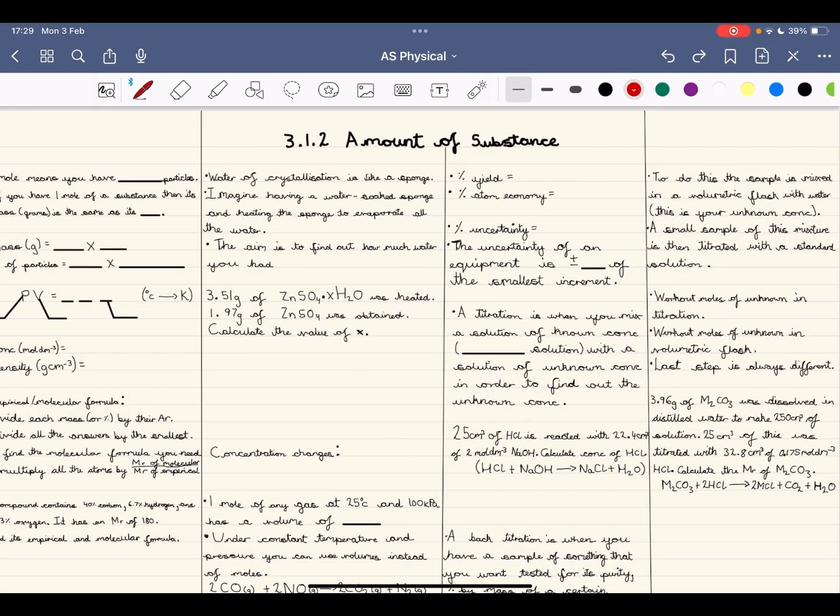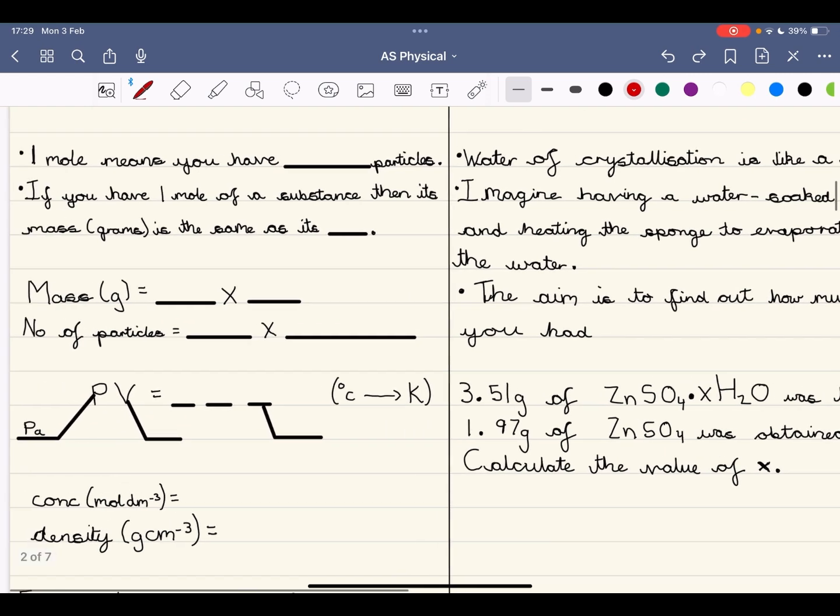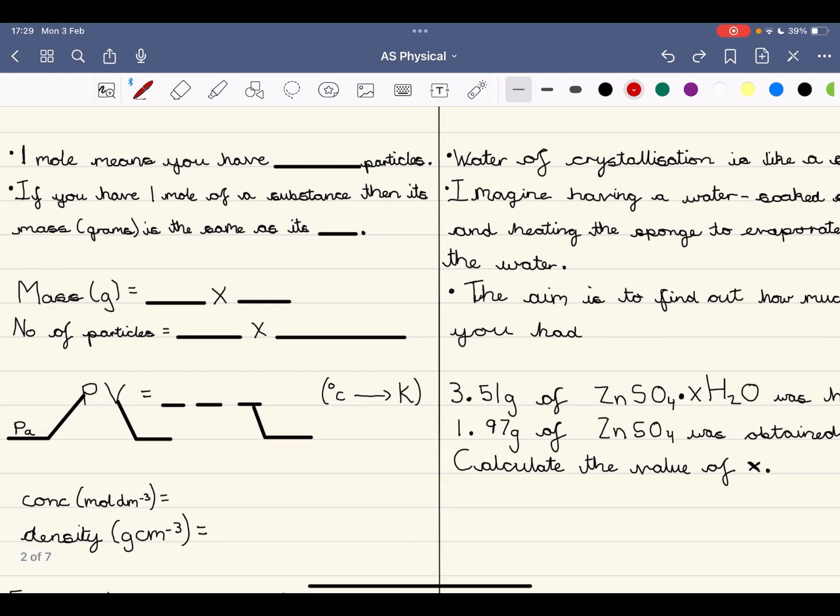Alright, now we're going to move on to amount of substance. So we're going to focus on moles first. When we have 1 mole of something, that means you have 6.022 times 10 to the power of 23 particles of that substance. If you have 1 mole of a substance, then its mass in grams is the same as its MR. And this gives us the formulas that the mass is equal to the moles times the MR, and then the number of particles is equal to the moles times Avogadro's constant.